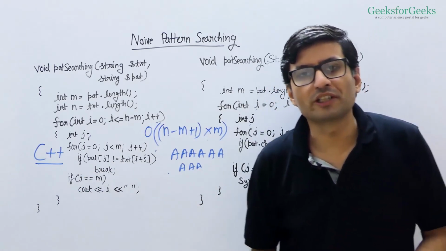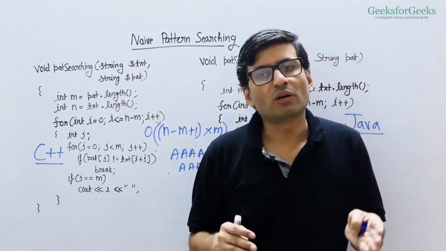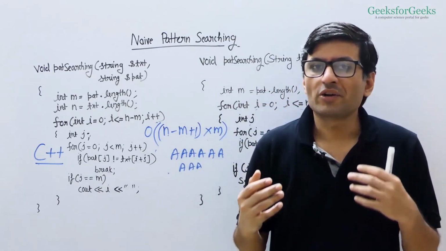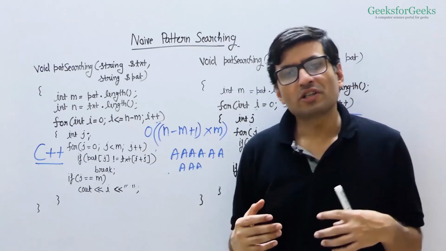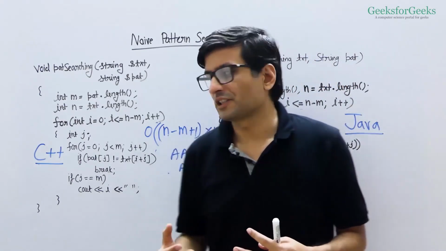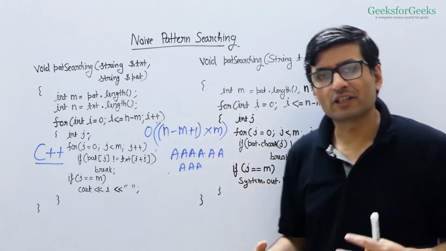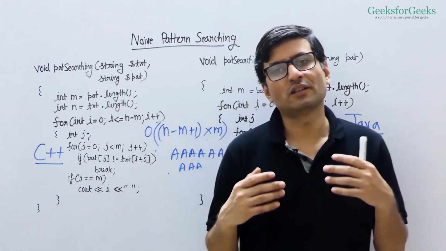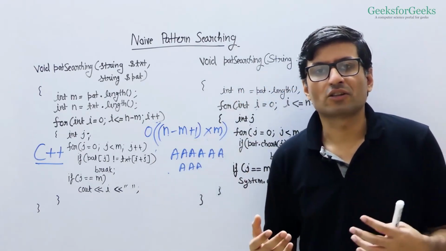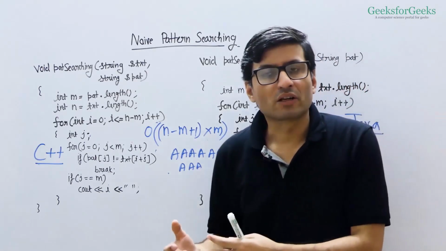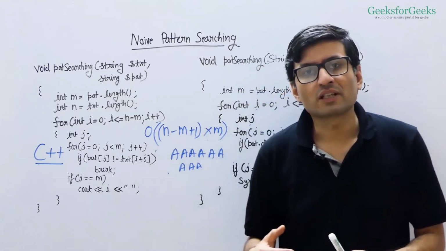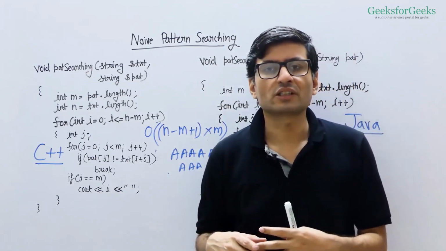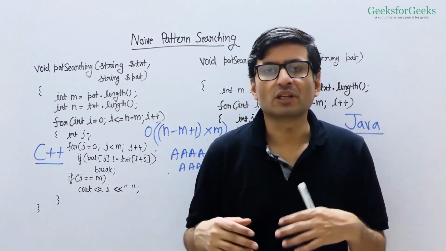Now talking about auxiliary space, it takes big O of 1 auxiliary space. Please note that the naive pattern searching algorithm is not the best way to do pattern searching. It's a quadratic time algorithm, and there exist linear time algorithms which can search a pattern in a text. These algorithms are the KMP algorithm and the Z algorithm. Even Rabin-Karp is better than naive, although Rabin-Karp is also quadratic in the worst case. We'll talk about these algorithms in the upcoming videos.